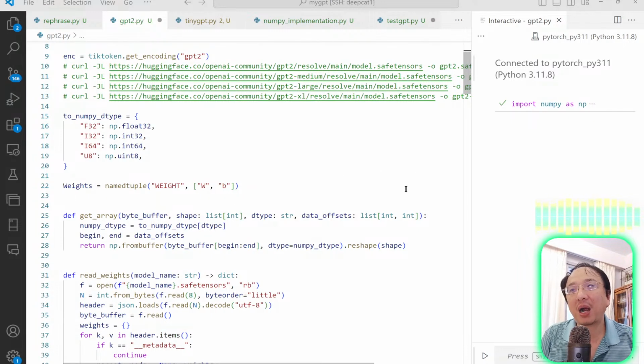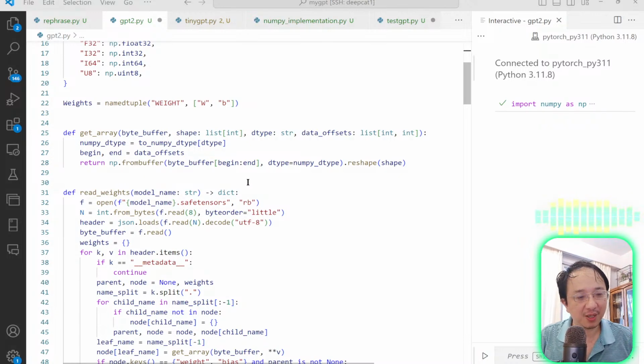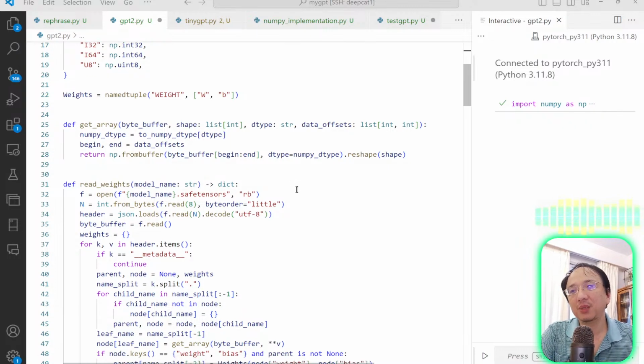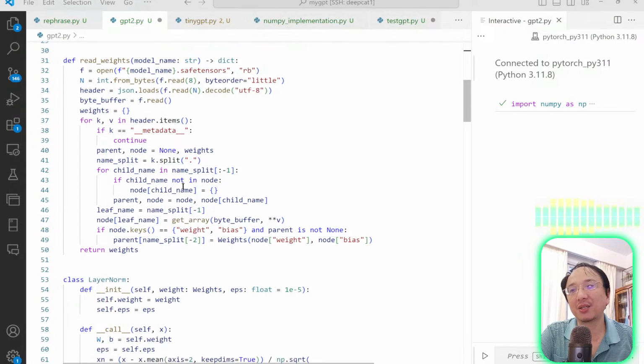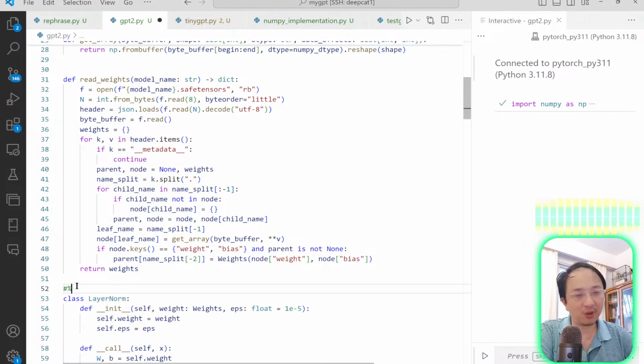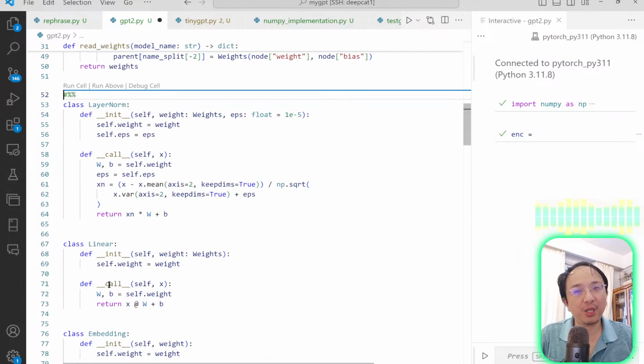The first part is the parser for the safe tensor format. Instead of calling safe tensor libraries, which have some modules for reading safe tensor weights, I implemented it from scratch. So here is the implementation of reading the safe tensor. It is still quite interesting, but I'm going to omit it because our focus is mainly on the GPT implementation and the transformer implementations.